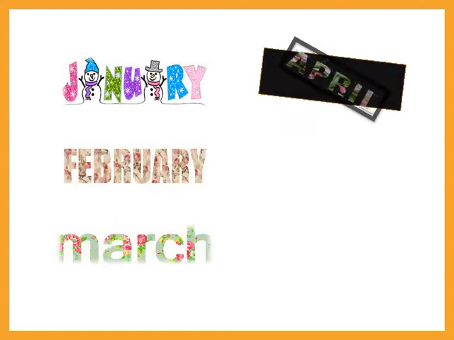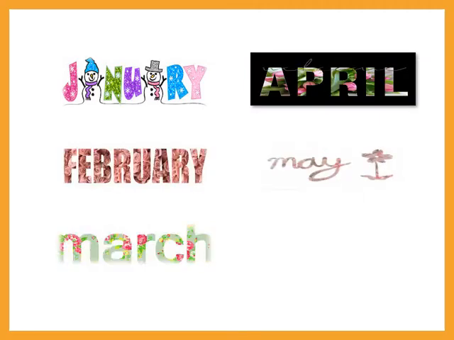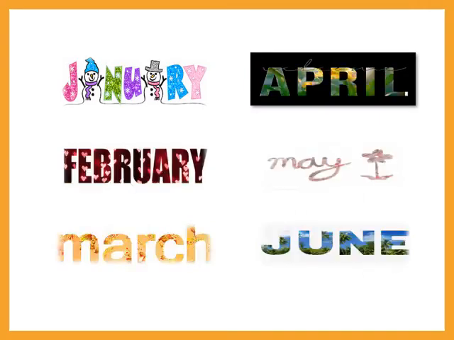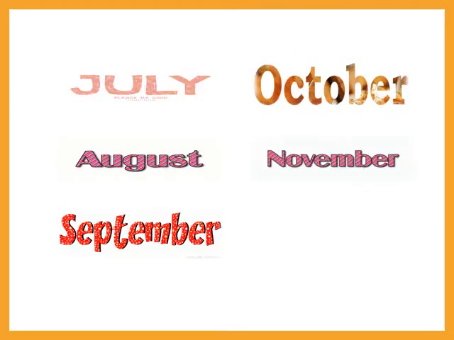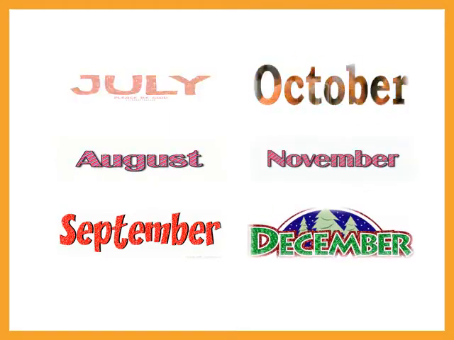Now let's learn about the months of a year. There are 12 months in a year. The names of the months are January, February, March, April, May, June, July, August, September, October, November and December.